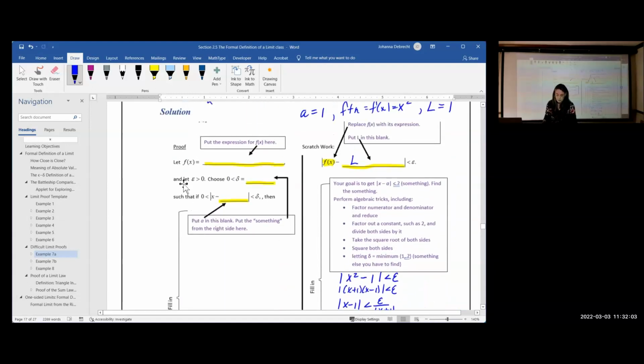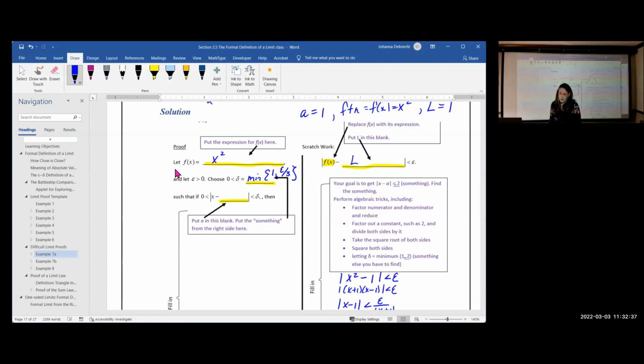Now we'll start the proof, which basically reads, and this is the template that I've developed for my students, let f of x equal something. Well, what does f of x equal? f of x is x squared, and let epsilon be greater than 0. Choose delta also to be a positive distance equal to the minimum of 1 and epsilon over 3.